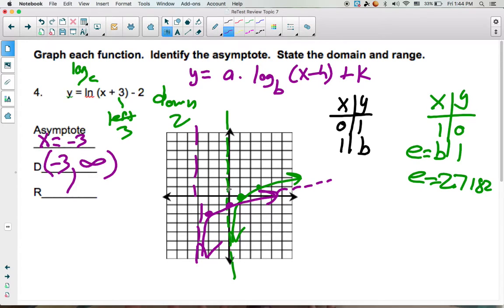Your range is the bottom and the top. If you go to the very bottom of this graph, there's an arrow. It keeps going down forever and ever, so that would be negative infinity. And then it keeps going to the top. It keeps going up as it moves to the right, so that would be towards infinity.